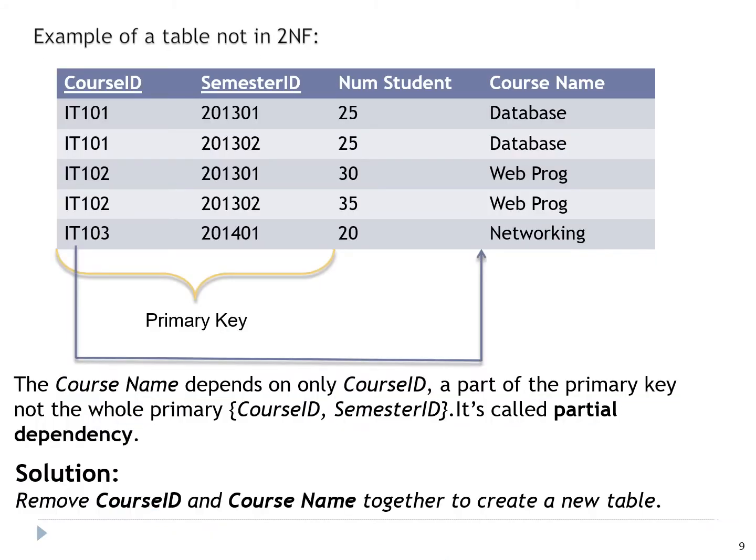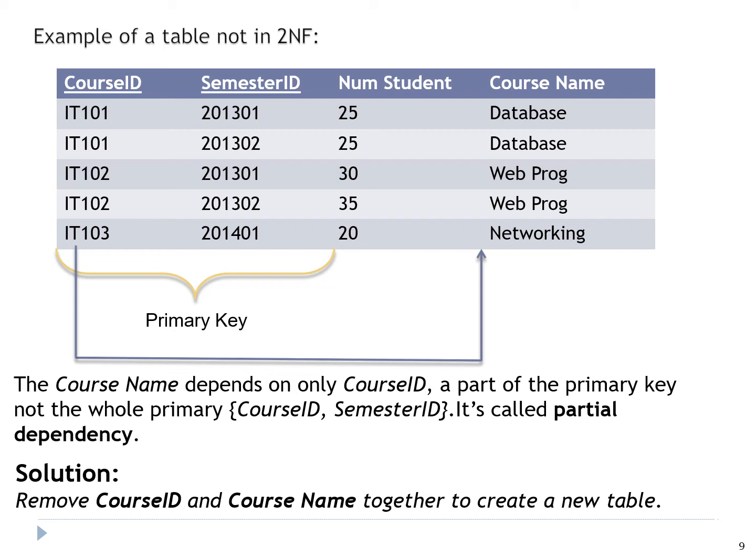Let us consider this table. In this table we have the primary key as a concatenated key, which is the combination of course ID and semester ID, which is also shown as the underlined words in the table. Here the course name is a non-key attribute. Now we can see that course name depends on only the course ID, which is a part of the primary key but not the concatenated key. So this is called partial dependency.